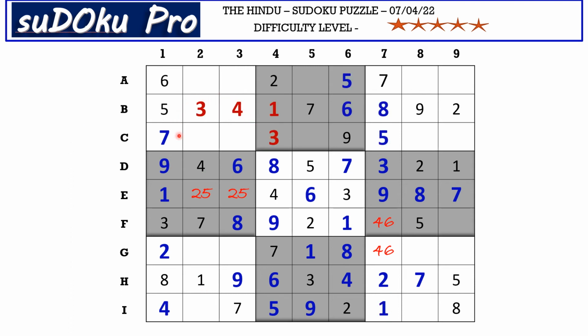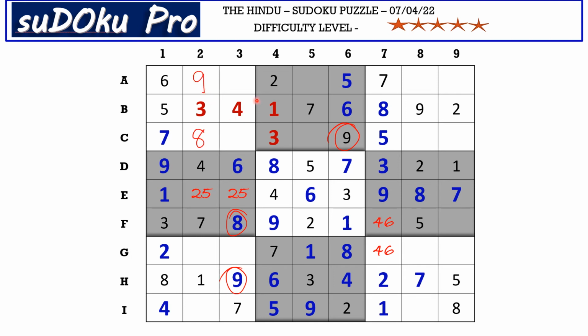Let's try to fill block 1. There is 8 and 9 here which blocks these two cells. So 8 and 9 go in these two cells. There is a 9 here. So C2 takes 8 and A2 takes 9.